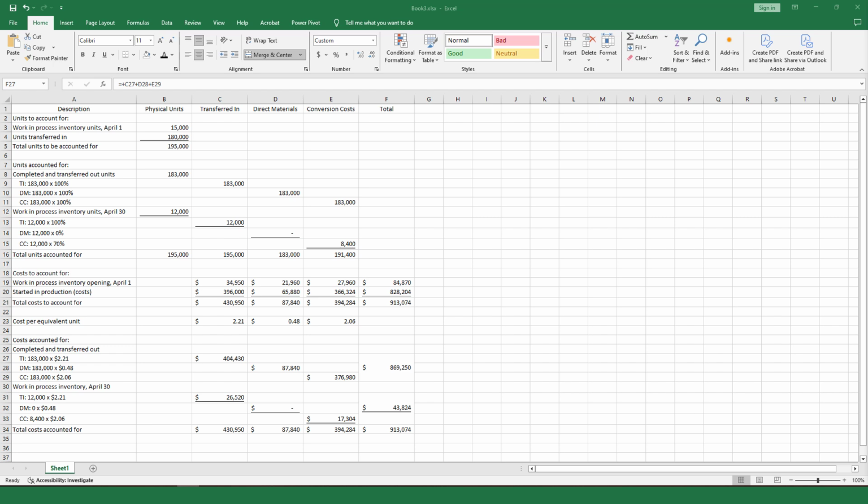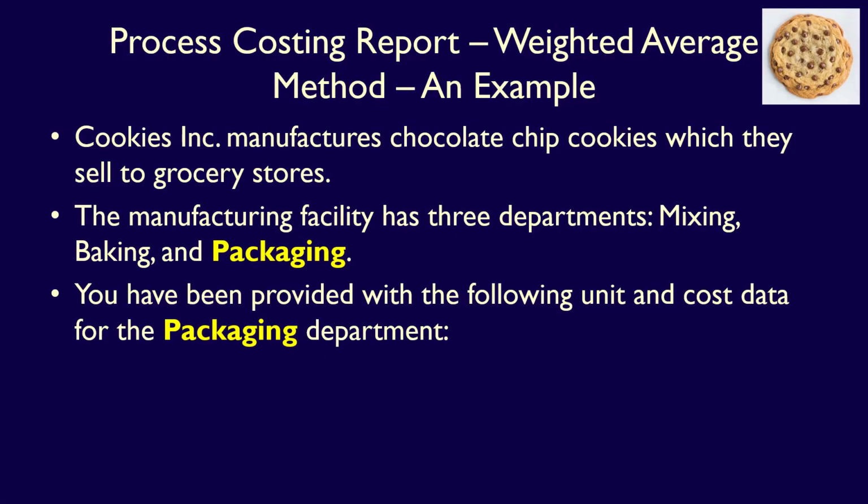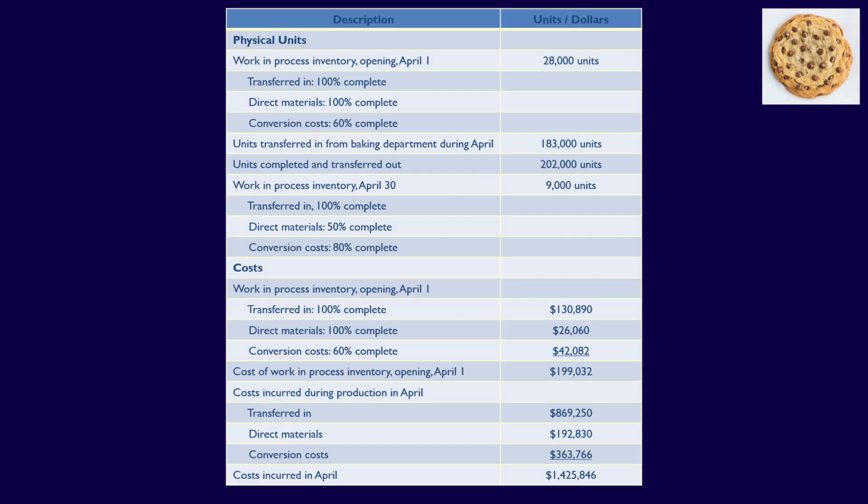That's it for the process costing report for the baking department, demonstrating transferred in units and costs. I am now going to give you the information required to produce the process costing report for the packaging department. Physical units, work in process inventory, opening April 1st, 28,000 units. Transferred in, 100% complete. Direct materials, 100% complete. Conversion costs, 60% complete. Units transferred in from baking department during April, 183,000 units.